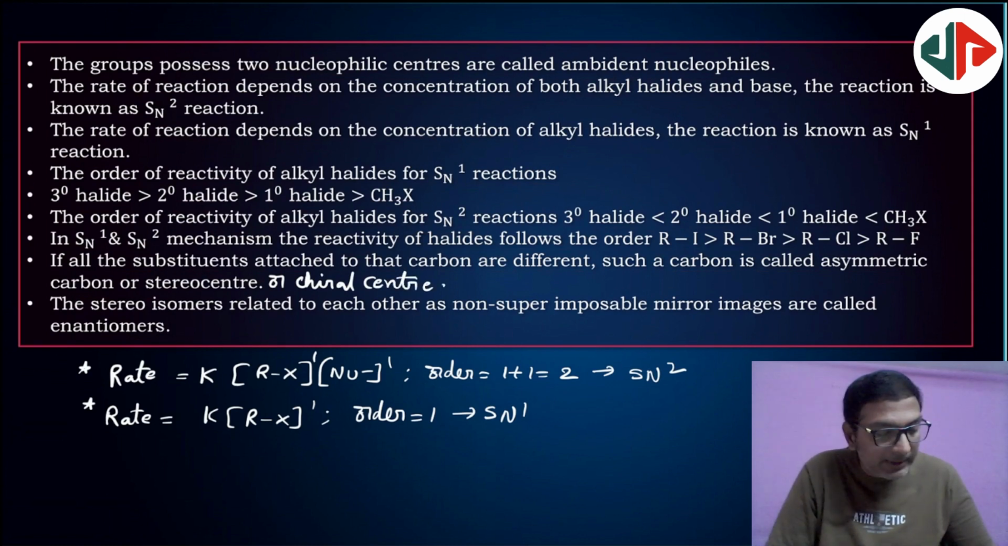Very, very important. Next, stereoisomers related to each other as non-superimposable mirror images are enantiomers, and non-superimposable non-mirror images are diastereomers. Remember these two. Non-superimposable mirror images are enantiomers. Non-superimposable non-mirror images are diastereomers.